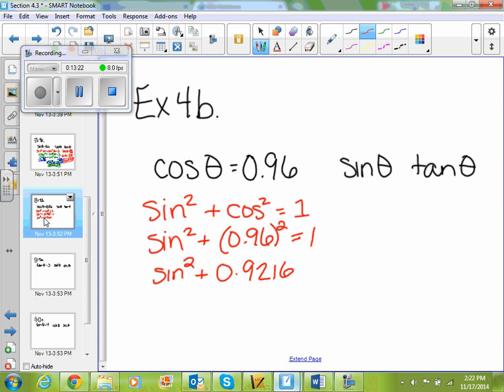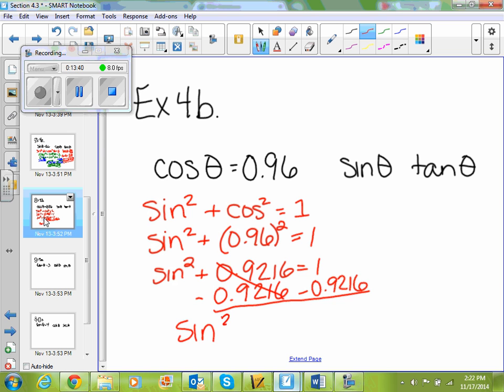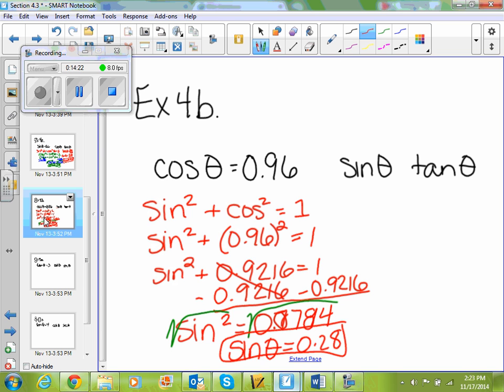0.9216. Okay, so I get sine squared plus 0.9216 equals 1. Then I have to subtract my 0.9216 from both sides. So what's 1 minus 0.9216? 0.0784, and then the last step is we have to square root to figure out what sine itself is equal to. 0.28. So sine is 0.28.